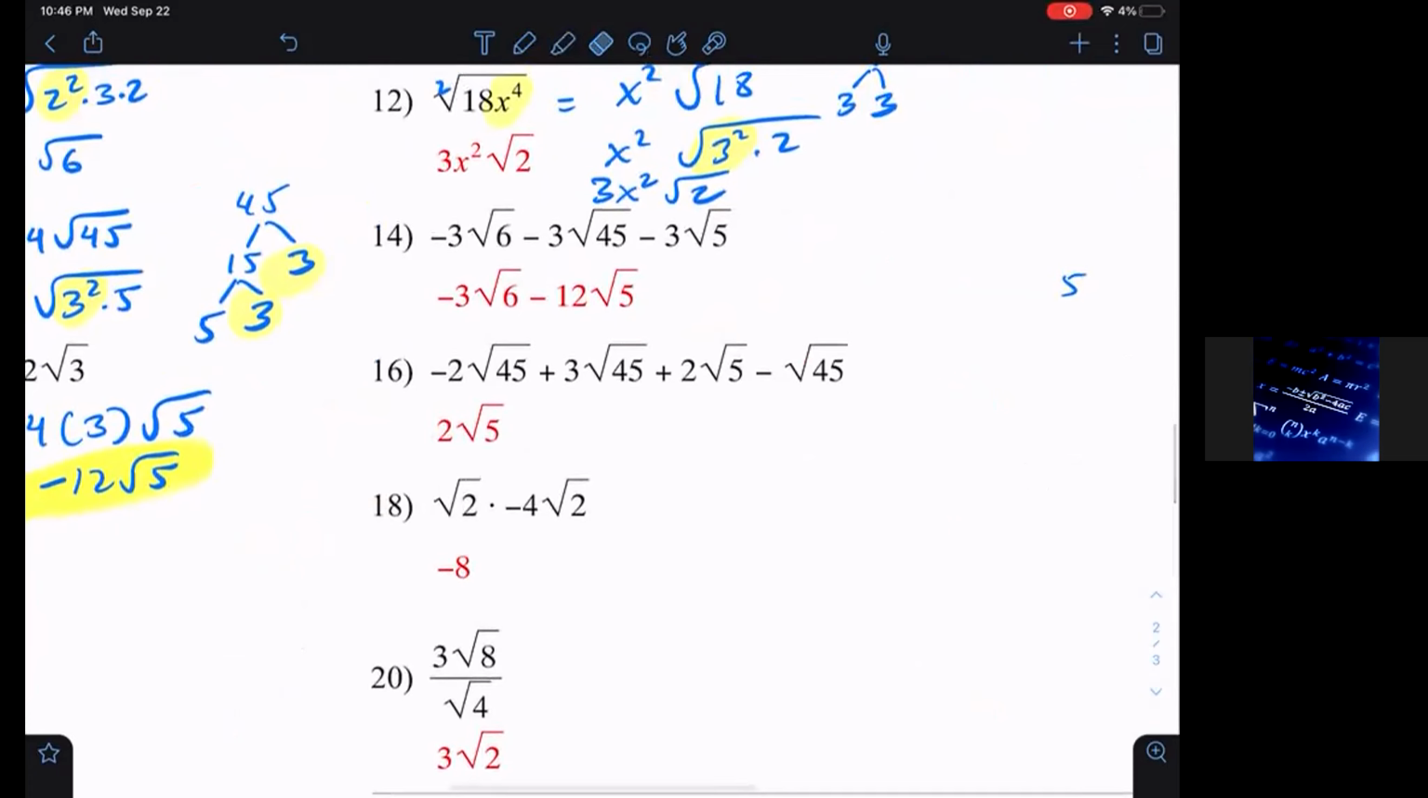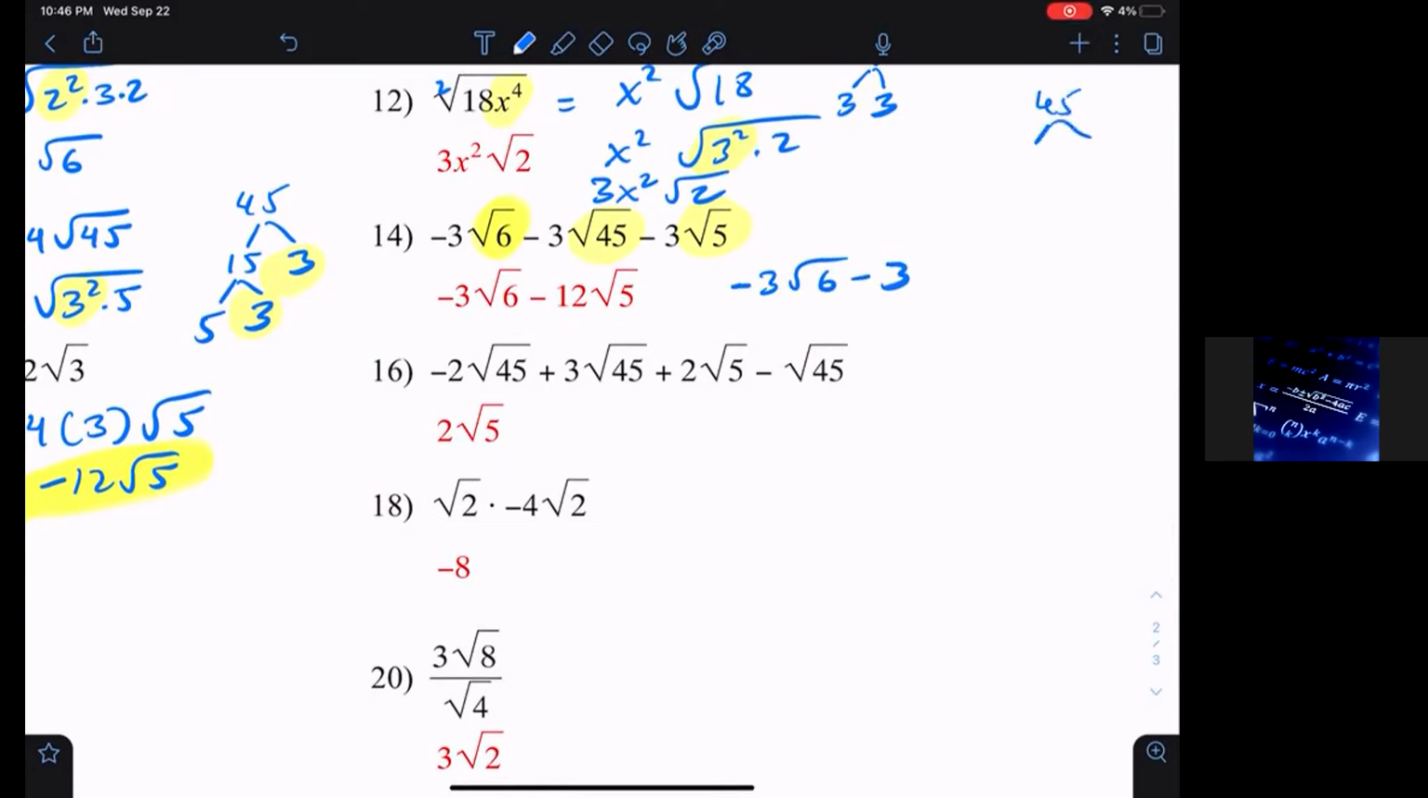Next. You always have to see if you can combine something so it makes the problem easier. Here I cannot do anything, right? Because these square roots are different, right? So what you can do is negative 3 root 6 minus 3 times the square root of 45. You need to do the 45, right? So then the 45, you have to do the prime factorization.